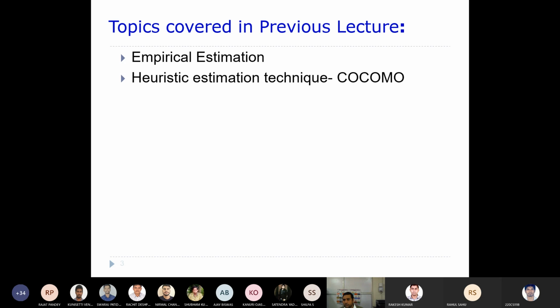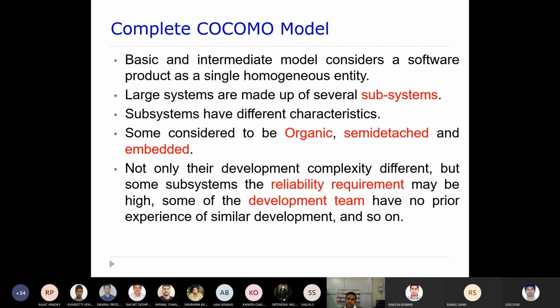But before I go into the COCOMO 2 model, I need to complete the discussion of the complete COCOMO model, where we stopped in the last lecture. Now, the basic and intermediate models assume the whole software that you are going to develop as a single homogeneous entity. That means everything is equal. Each and every subsystem is considered equal.